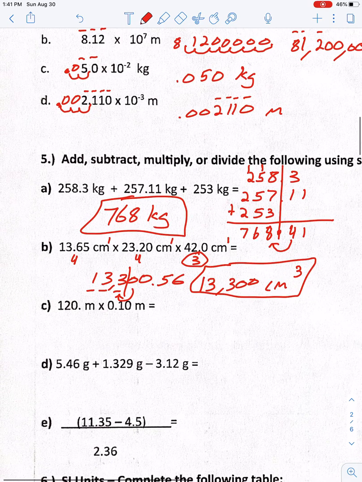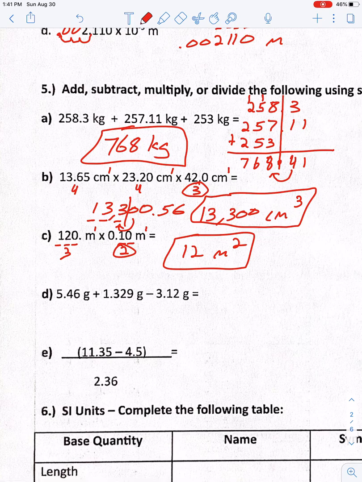Okay. Letter C, 120 times 0.010 meters. Okay, so multiplication, count my sig figs. So 1, 2, 3. 1, 2. So my answer can only have 2. Okay, so now I'm just going to do my math. So 120 times 0.10 gives me 12. So that has 2 significant figures, so I don't have to do anything else. I don't have to do any rounding. And I did multiplication, so when you multiply something with units, exponents, so that little imaginary 1 there, we add them. So this becomes meters squared.